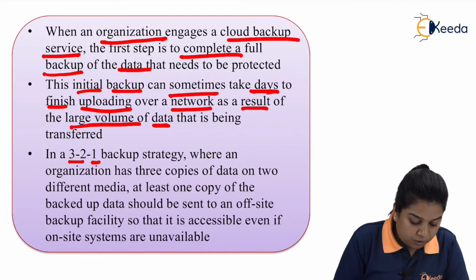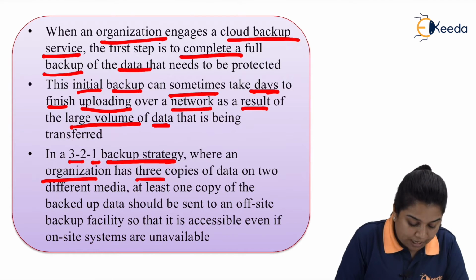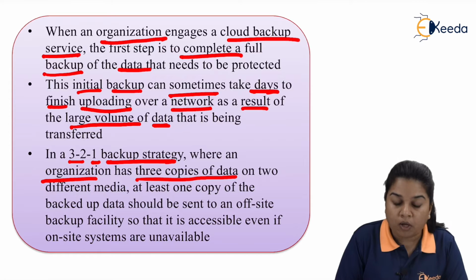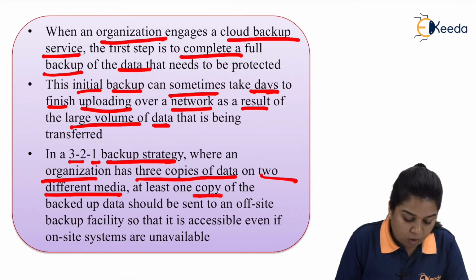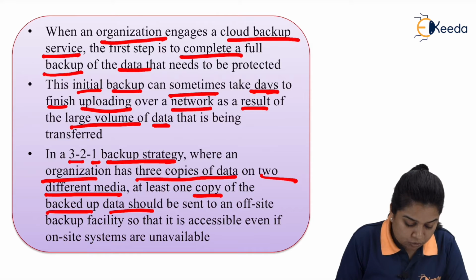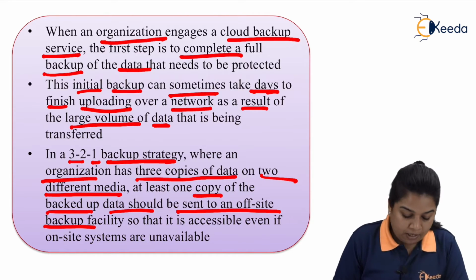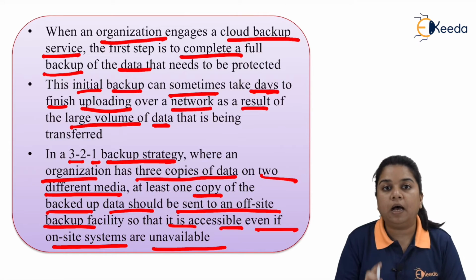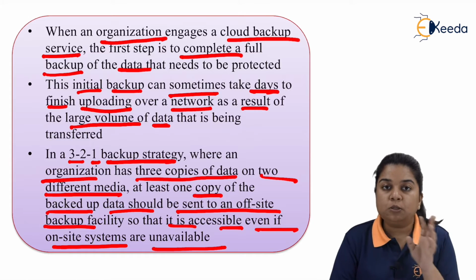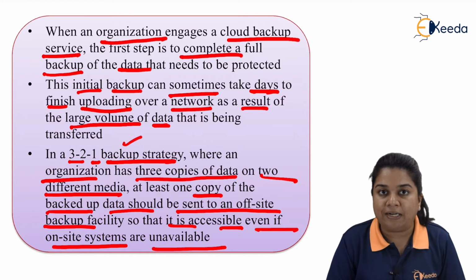In a 3-2-1 backup strategy, where an organization has 3 copies of data on 2 different media, at least one copy of the backed up data should be sent to an offsite backup facility so that it is accessible even if on-site systems are unavailable. So, this is the 3, 2, and 1 type of data backup strategy.